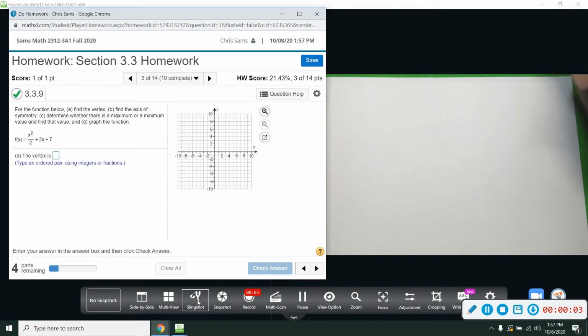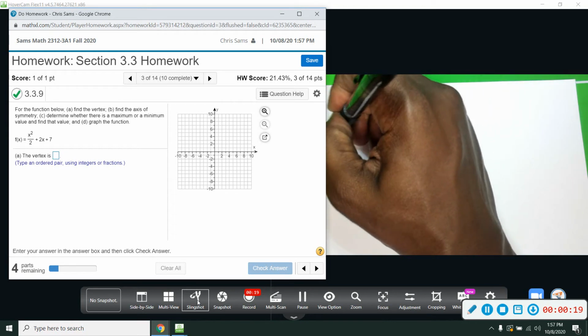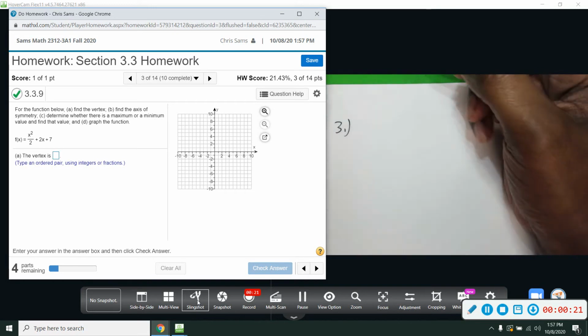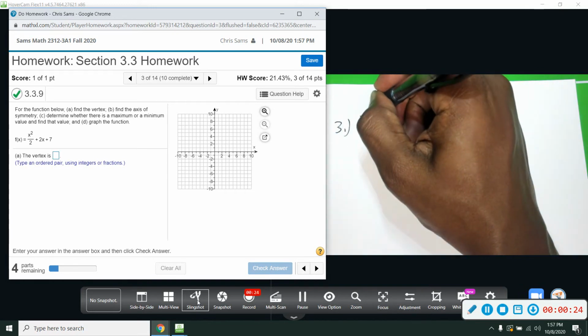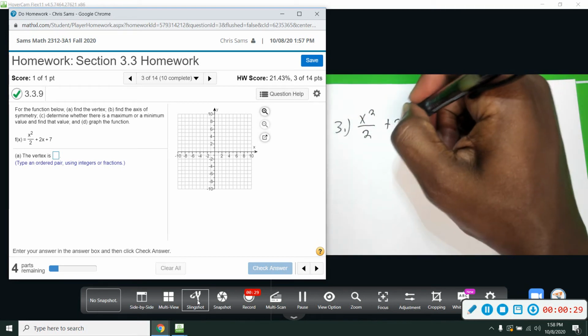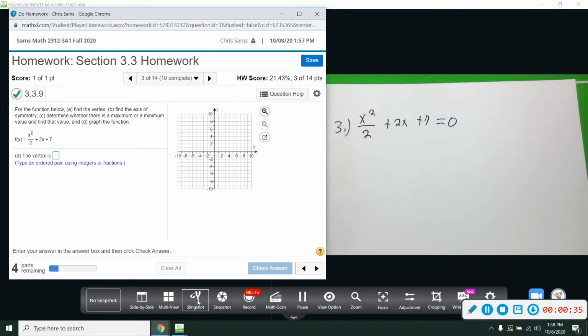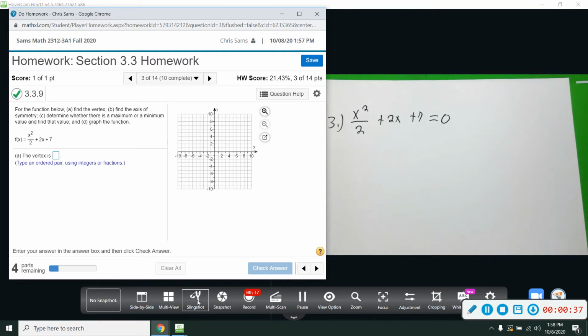All right, number 3, we want to find the vertex, axis of symmetry, determine minimum or maximum, and then we want to graph the function. All right, so instead of writing down f of x equals, I'm going to go ahead and set the equation equal to 0. So we have x squared divided by 2 plus 2x plus 7 equals 0.